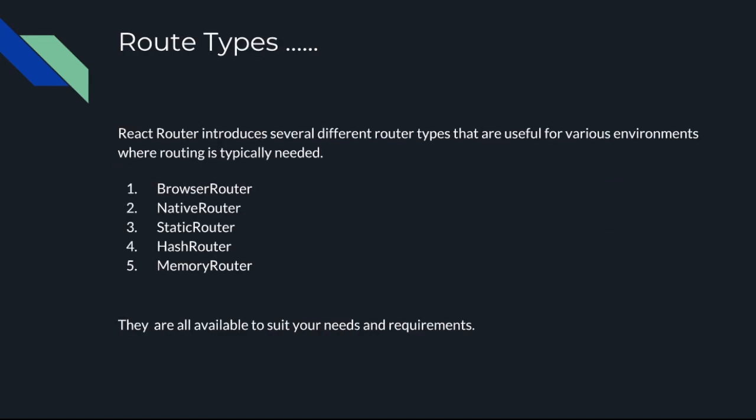Now the routing types. React Router introduced several types: browser router, native router, static router, hash router, and memory router. We need to use these routers based on the requirement, because of these five routers, a few are used for server side routing and a few for client side routing. So it depends on the requirement which router we adopt.